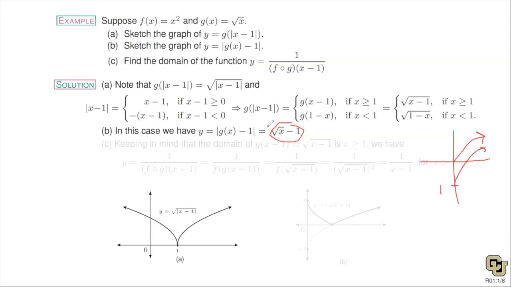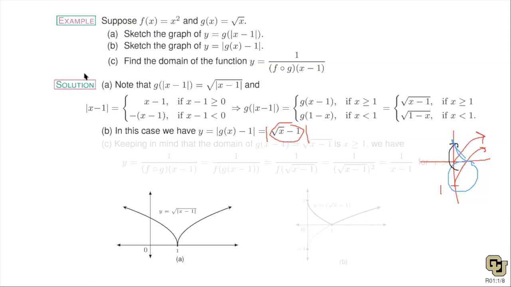And now, when we take the absolute value here on the outside, anything that was originally negative has to now be flipped because absolute value is always positive. So this portion here that was below the x-axis, when we take the absolute value, has to be flipped up. And so that portion will end up coming up here like this.